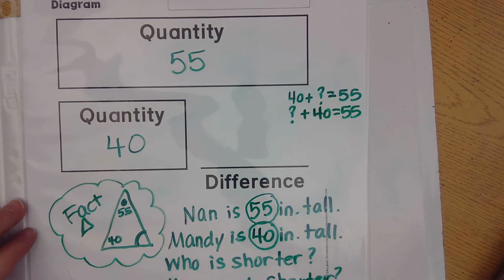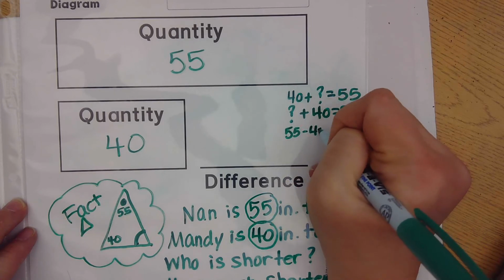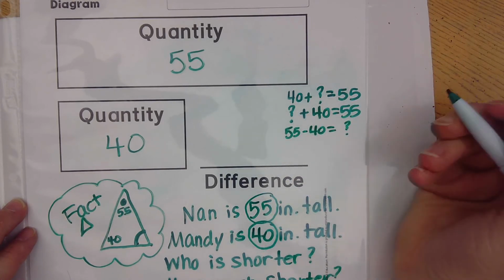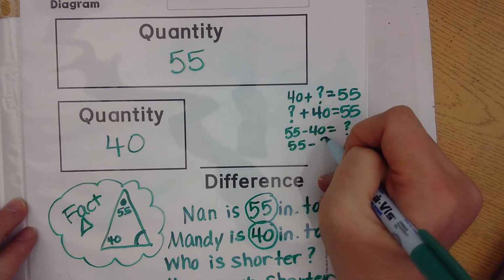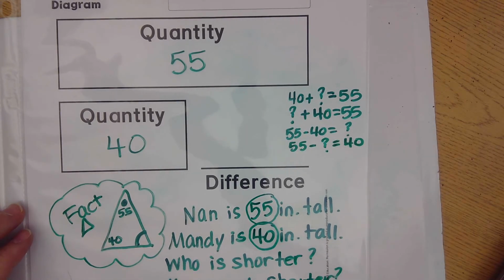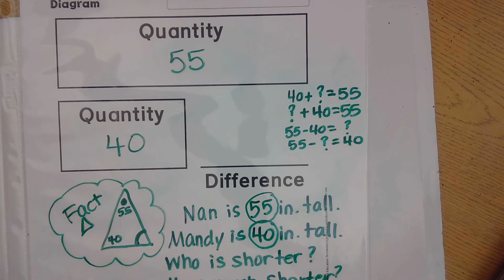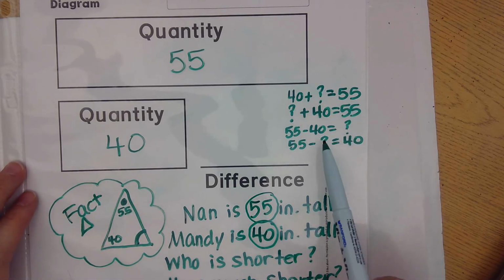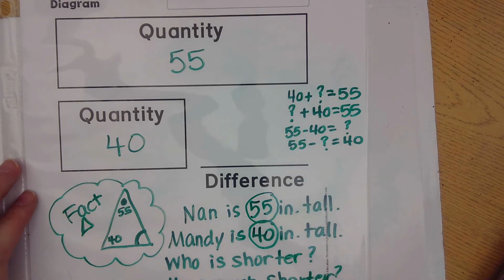I can then think about 2 subtraction problems. 55 minus 40 equals our mystery number. Or I can do 55 minus the mystery number equals 40. So you can think about this problem in 4 different ways. You've got 4 different choices. If you think using the subtraction way is the easiest, then use that. If you think that the adding version of this is the easiest, then do that.